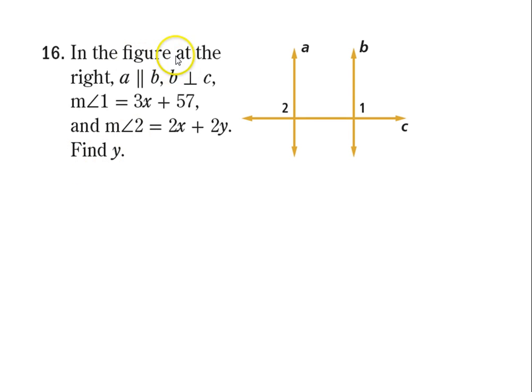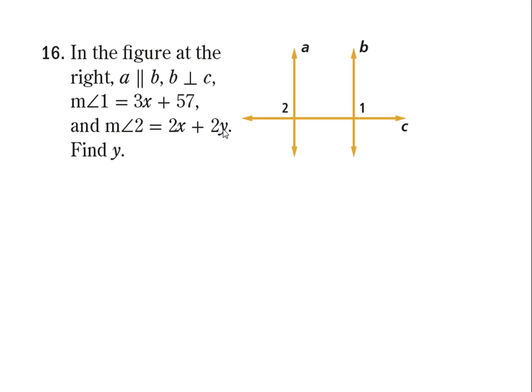Number 16, we're given a figure, and we know that A is parallel to B, so this line here is parallel to this line here. We also know that line B is perpendicular to line C, so angle 1 has got to be 90 degrees since B and C are perpendicular. We know that the measure of angle 1, this angle right here, is 3x plus 57, and the measure of angle 2 is 2x plus 2y. We want to find the value of y.